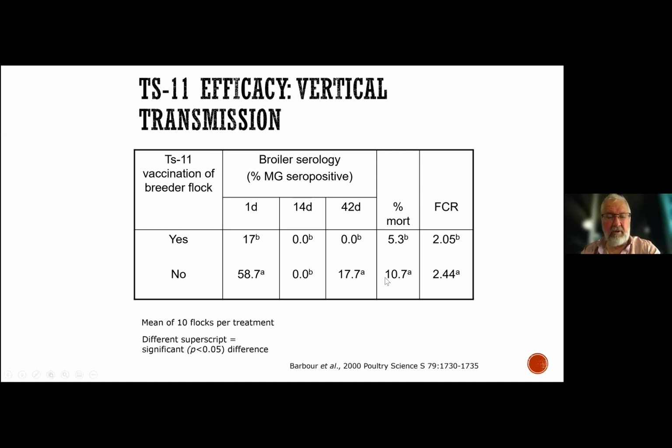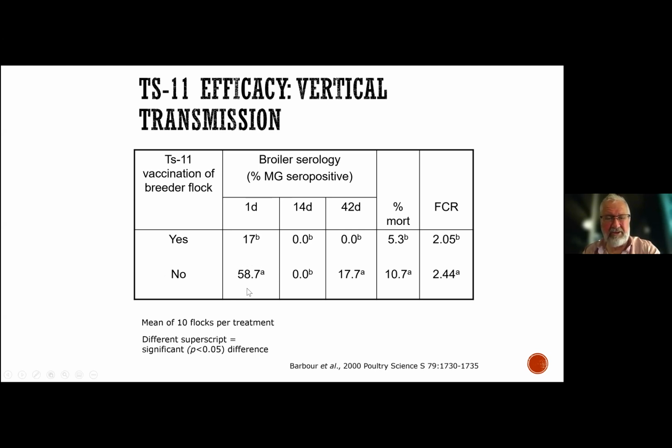When they looked at these broiler flocks that they made from whole breeder flock eggs, they found some maternal antibody from the TS11 vaccinated flocks. This disappeared by 14 days. And then at 42 days, they're still seronegative. And here we compare this to the unvaccinated flocks, and they became rapidly infected with wild strains.